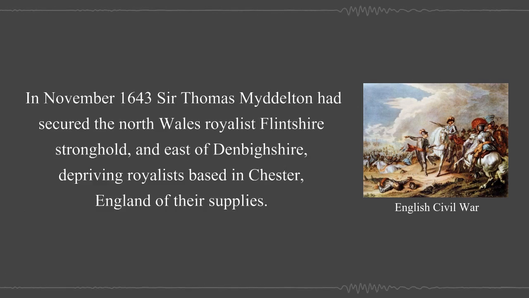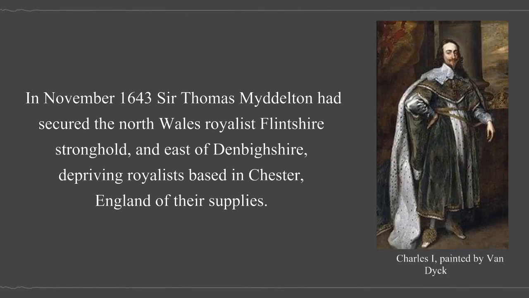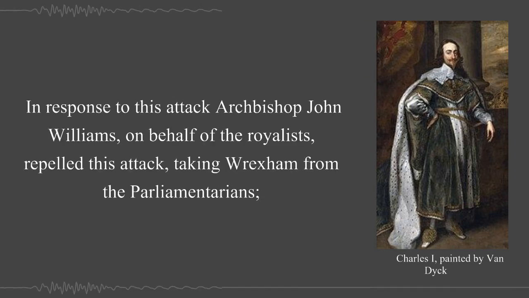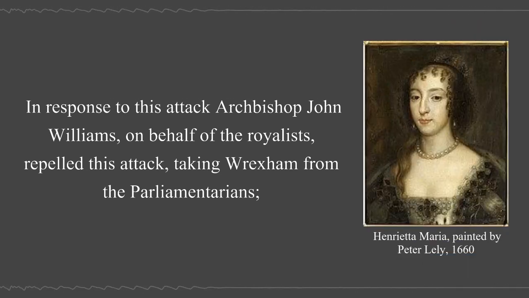In November 1643, Sir Thomas Middleton had secured the North Wales Royalist Flintshire stronghold and east of Denbighshire, depriving Royalists based in Chester, England, of their supplies. In response to this attack, Archbishop John Williams, on behalf of the Royalists, repelled this attack, taking Wrexham from the Parliamentarians.